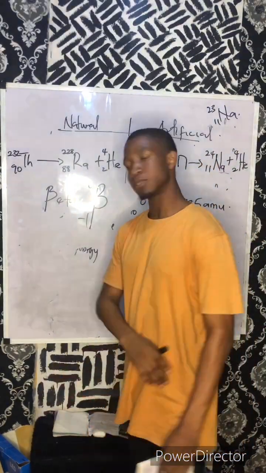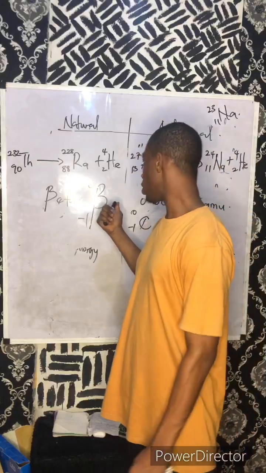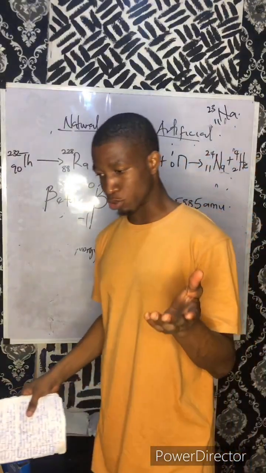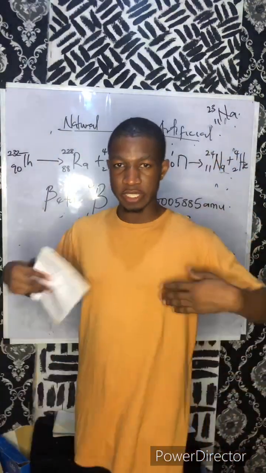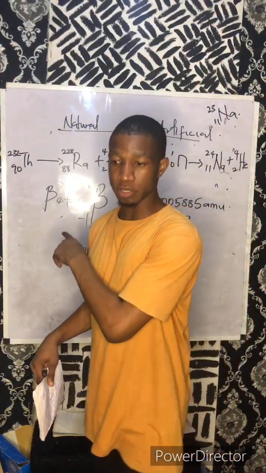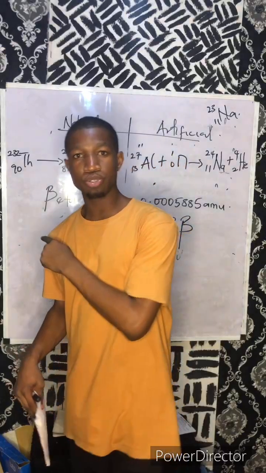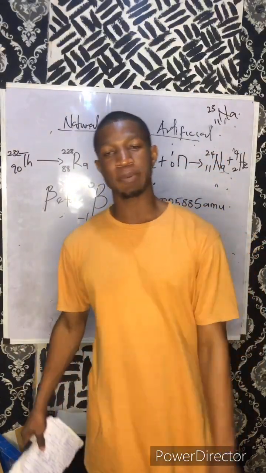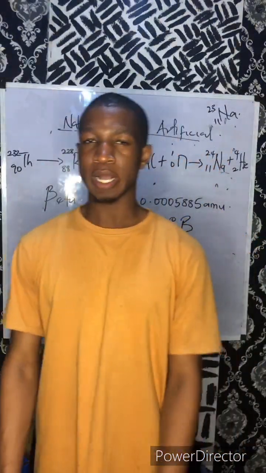So that's basically it for beta particle. You need a lead apron or lead sheet to shield you from the radiation of a beta particle. That's something about beta. Now let's go to gamma.